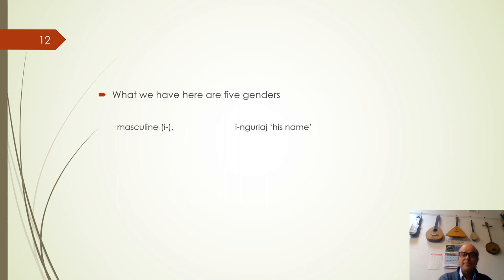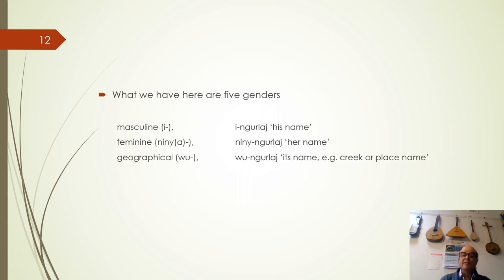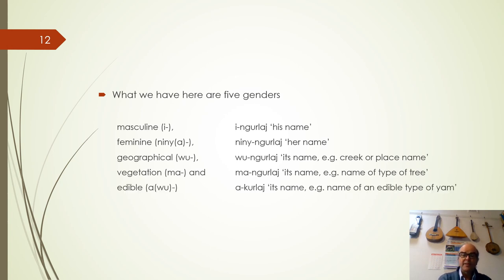The first one is masculine, made with the form i. The second one, feminine, made with the form nin. The third one, geographical, with the form wu. The fourth one, vegetation, with the form ma. The fifth one, edible, with the form a.